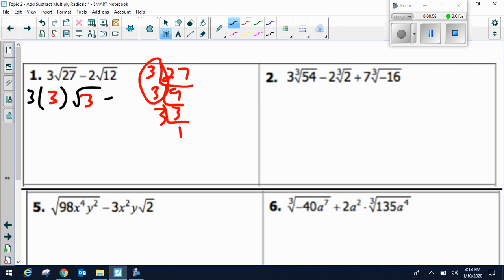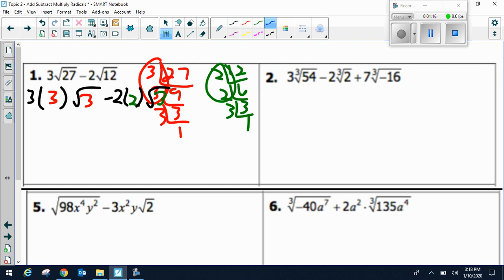And we're going to subtract, and you've got to do the same thing for the 12. So we do 12, 2, 6, 2, 3, 3, and 1. And we have a pair of 2's there. But again, you have that 2 on the outside already. You're going to bring out that one pair of 2's, and what's left inside is the square root of that 3.